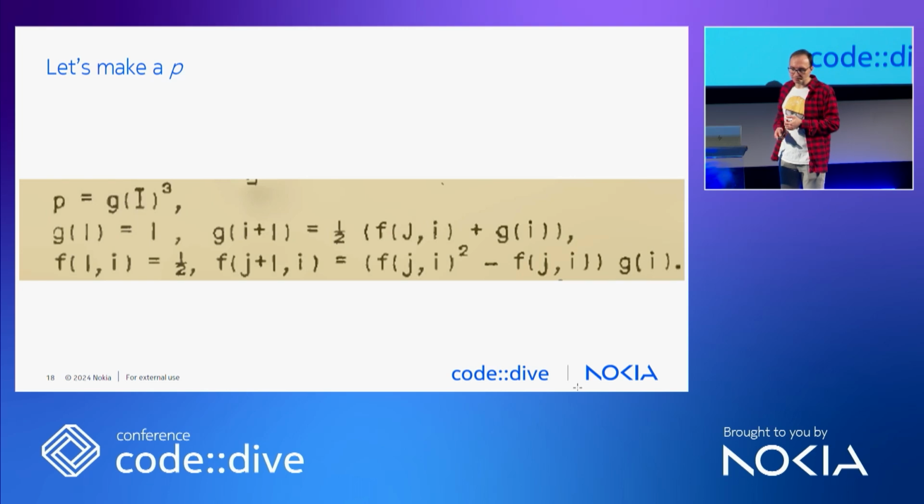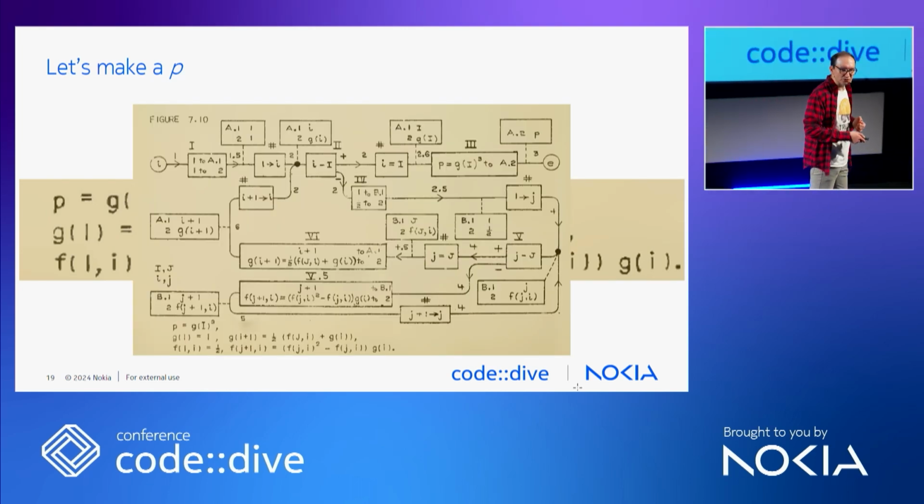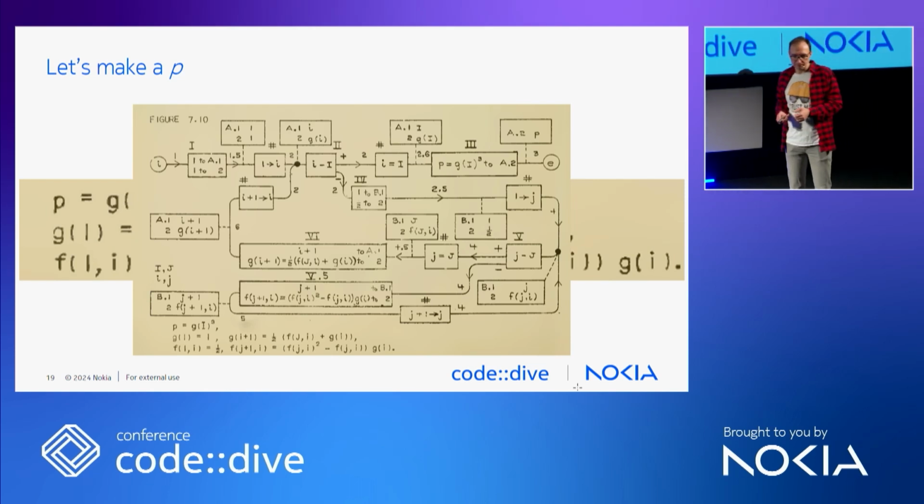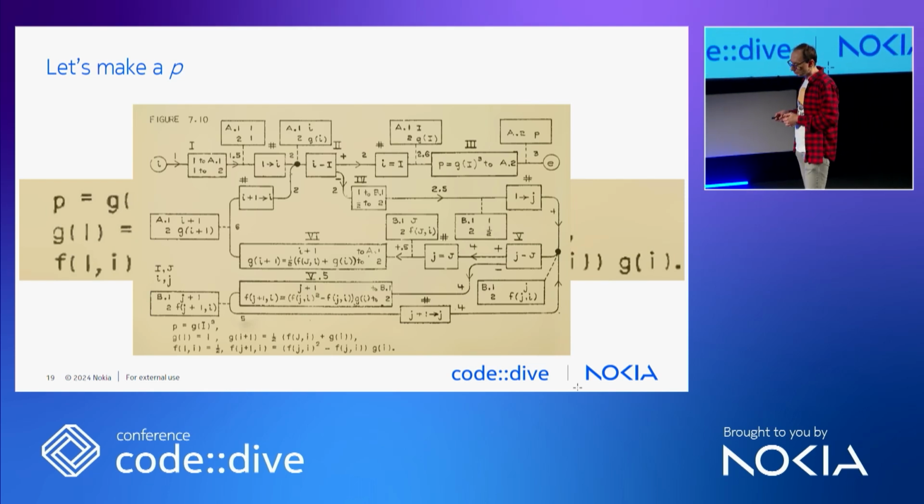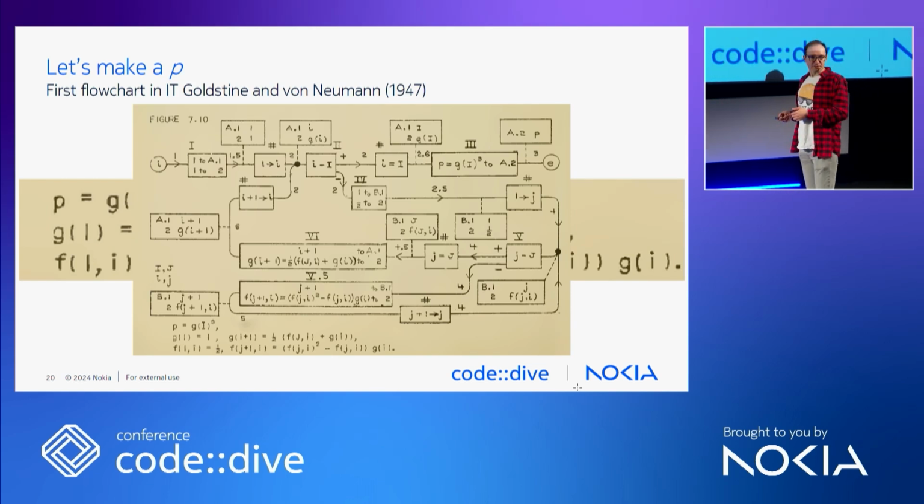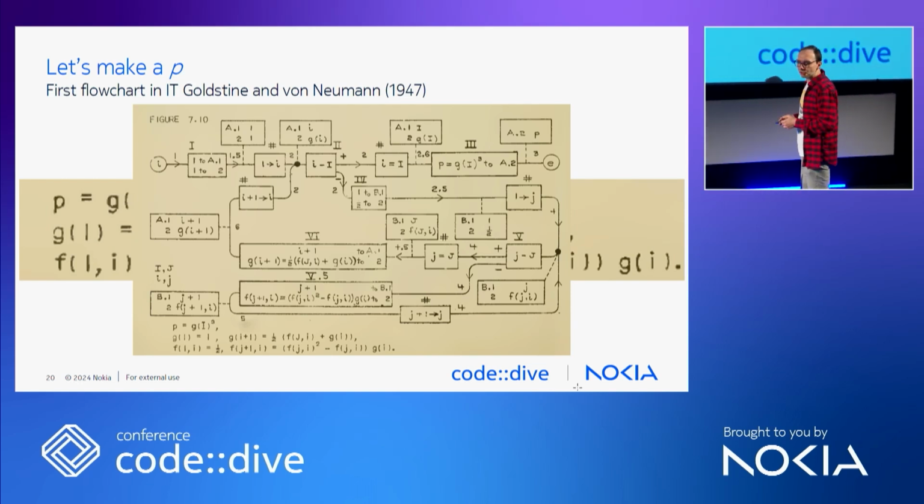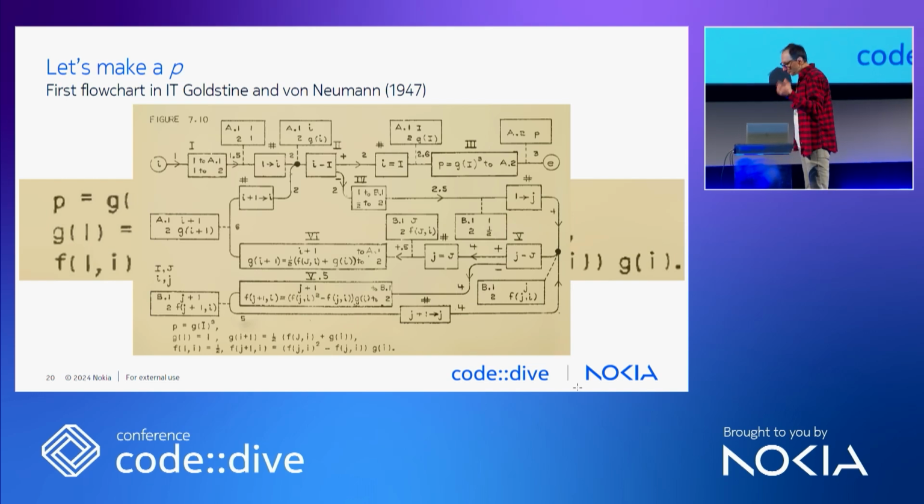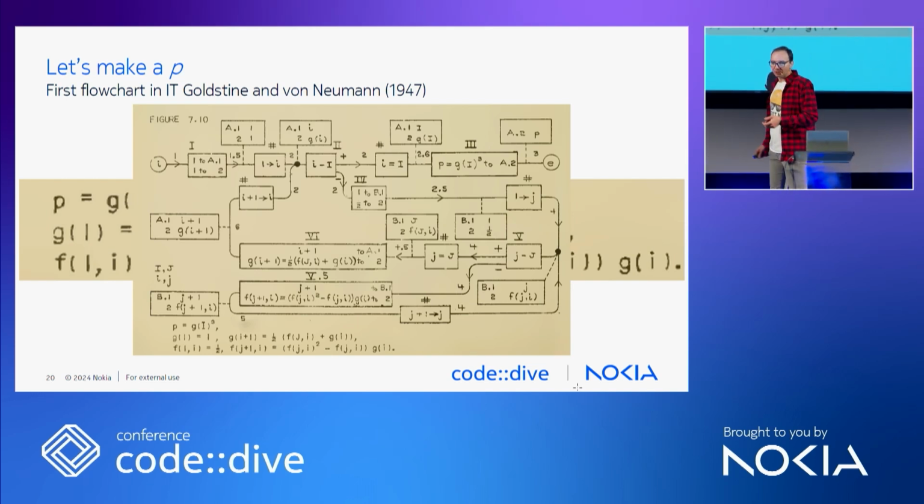There's a mathematical formula for this pea, and this is the first flowchart ever in computer science, an algorithm to make a pea inside an early computer. This was proposed by founders of computer science, Hermann Goldstine and John von Neumann, 1947. Fun fact, they met a couple of years earlier by complete chance on a railway platform. Von Neumann was working back then for the Manhattan Project, and Hermann Goldstine was freshly married to a fine young lady called Adele.